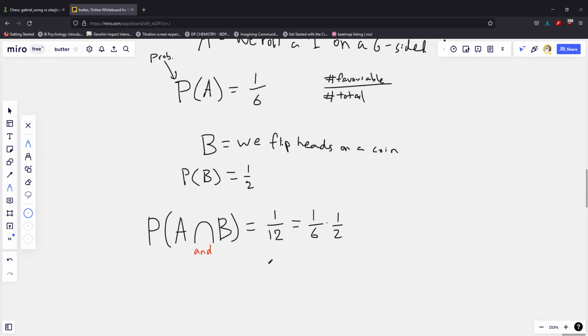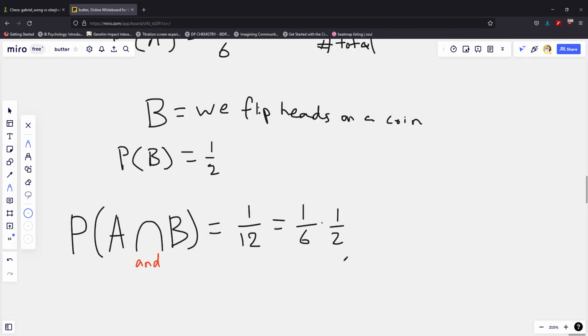This works when the events are independent from each other, meaning the result of my dice roll does not affect my coin flip, that means they're independent. And if they're independent, you can just simply multiply them together like this to get the probability of both occurring.